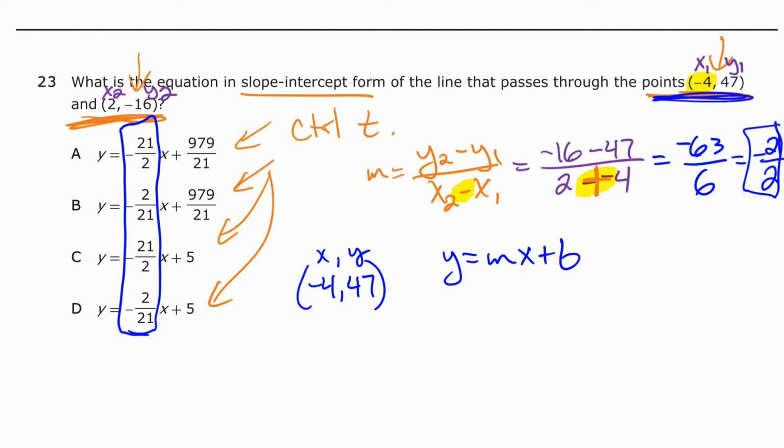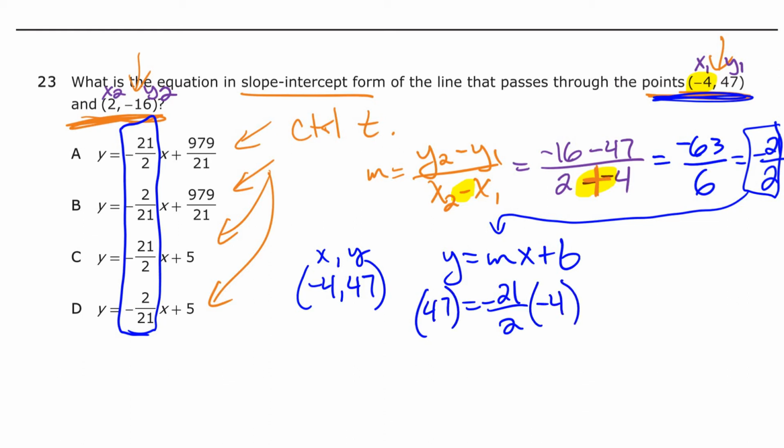So the slope is going to go here, negative 21 over 2, and I'm going to plug in my y, 47, and my x, negative 4. So we just plugged in all the things we knew, our x, our y, and our slope, and now we're going to solve for that b term. That shouldn't have been a 5.